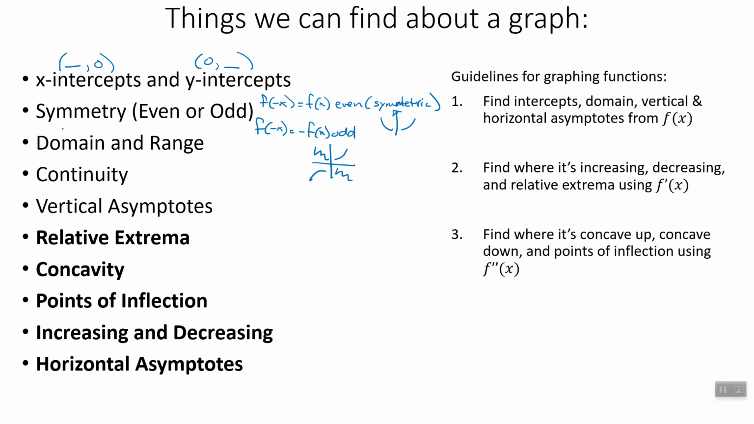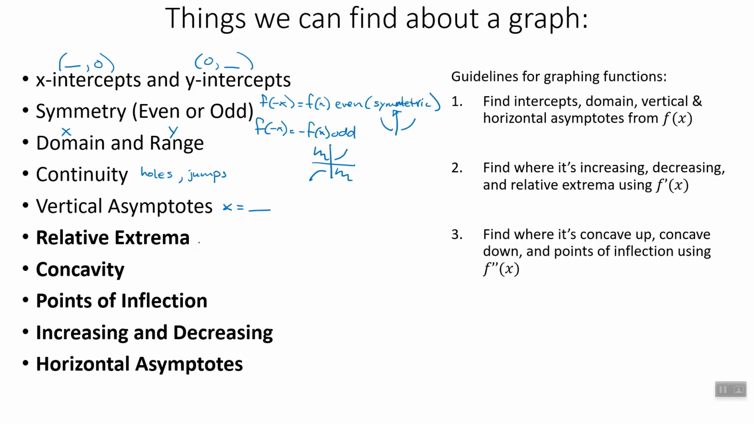All right, domain are the x values you can plug in, range are the y values you can get. Continuity, well, we look at jumps, we look at holes, we look for vertical asymptotes. Vertical asymptotes, again, are going to be x equals a number. That's how we write vertical asymptotes. We don't just write the number. The AP exam would mark it wrong if you just write the number. All right, so that's all stuff from pre-calc or earlier.